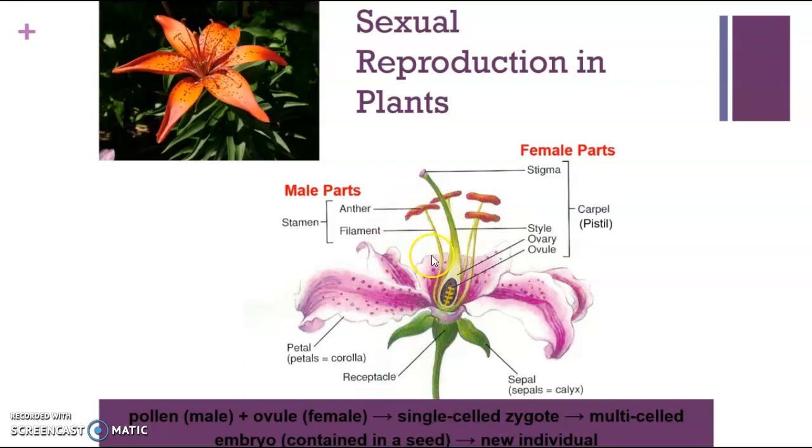That includes the anther and the filament. And the anther is the location where the pollen is produced and from which it is released. The female part of the plant is called the pistil, and the pistil is made up of multiple parts. Most important for us are the ovules, which are like the eggs of a female plant.